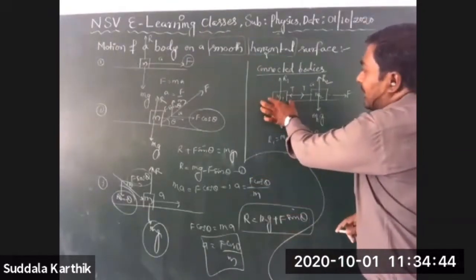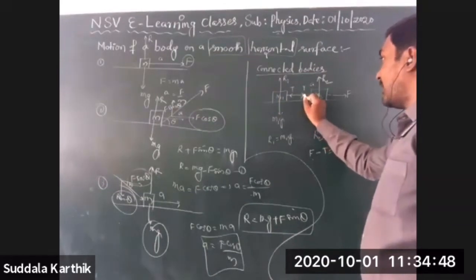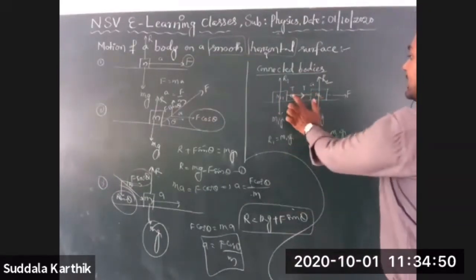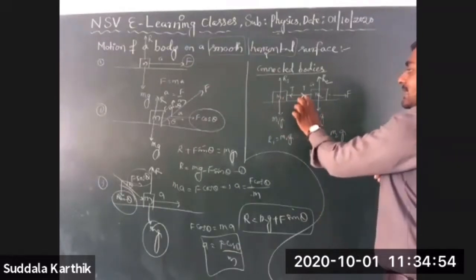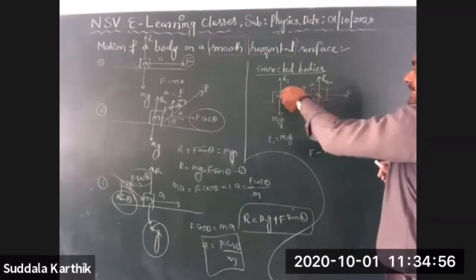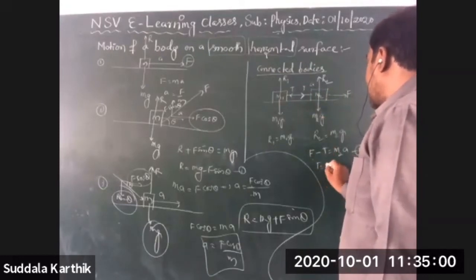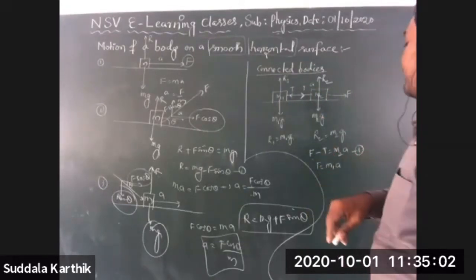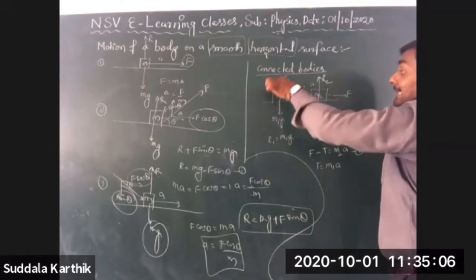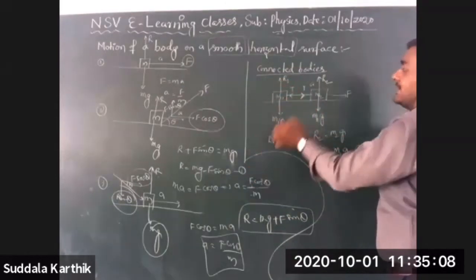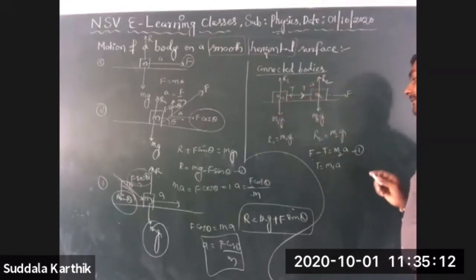Now for this one, how many forces are there? Due to this one, a tension force is developed. That is how much? T. Now in which direction is it moving? In this direction only. So that's why T is equal to M1 into A, because M1 is getting some acceleration. That acceleration must definitely be equal to the acceleration of this body. That is M1 into A.